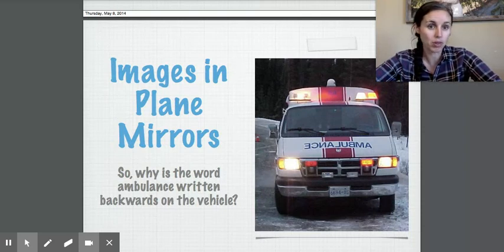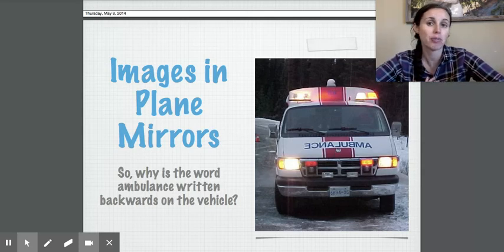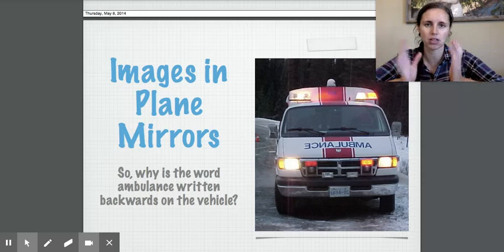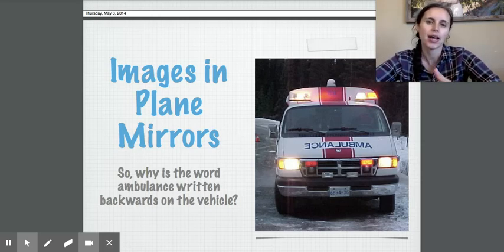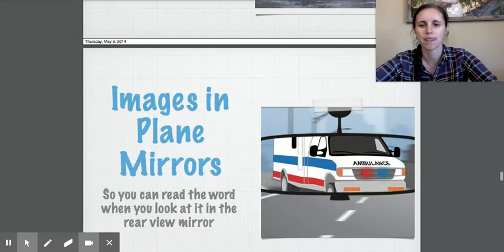So now that we know that, think about the word ambulance and why the word ambulance is actually written backwards on any ambulance. You might not have noticed that. Next time you see an ambulance, look at it head on, and you're going to see this word ambulance is written backwards. That's because mirrors flip everything. So if you're driving and you look in your rearview mirror, you're actually going to see this word, and it's going to read ambulance. So that's one way that we've actually been using what we know about mirrors to our advantage.